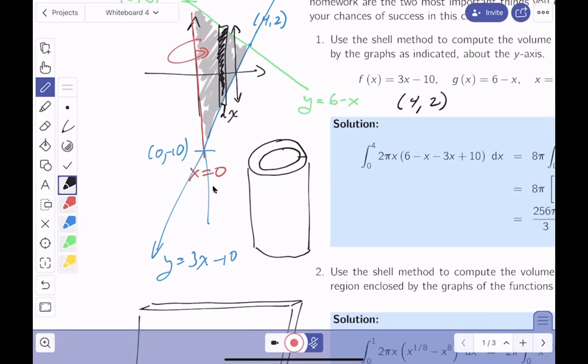Right? What's that going to be? Well, it's going to be the upper curve, which is this here, minus the lower curve, which is this here. So what would you get? The height would be 6 minus x minus the lower curve, which is 3x minus 10. If you simplify that, you get 6 plus 10, which is 16, and minus x minus 3x would be minus 4x. So I'm going to put the height down over here, and the height is 16 minus 4x.